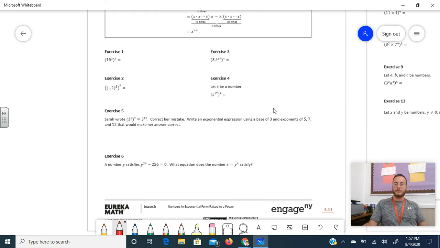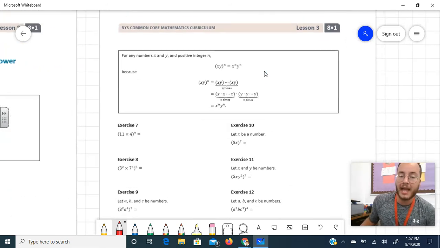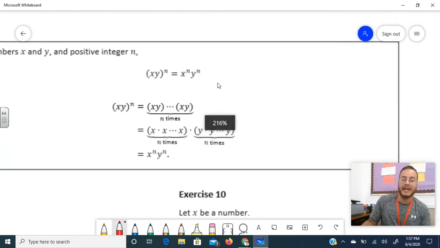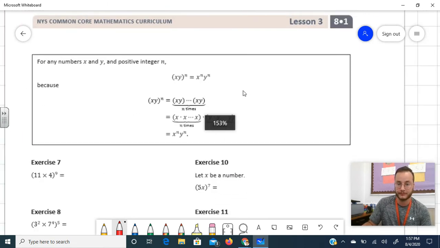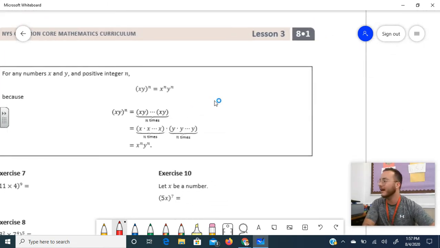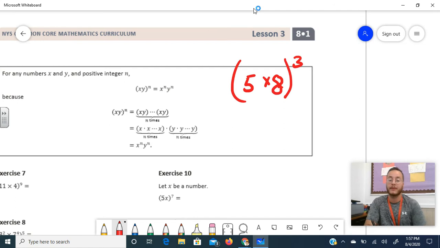It tells you that xy to the n power equals x to the n times y to the n. And I'm going to explain why that's true. So, if I have, let's say 5 times 8, and I raise that to the 3rd power. 5 times 8 to the 3rd power.